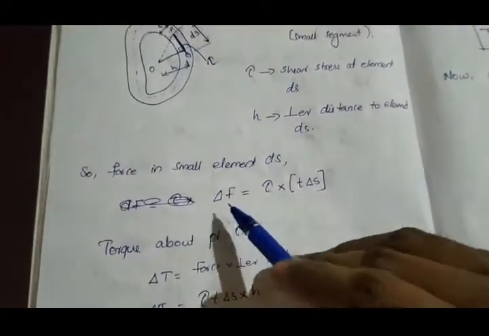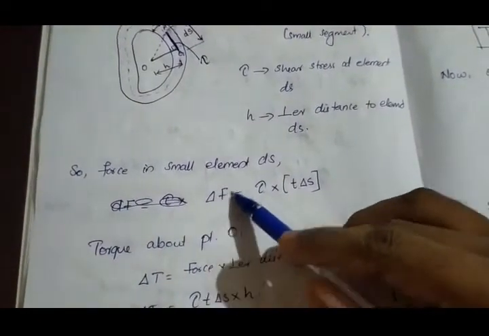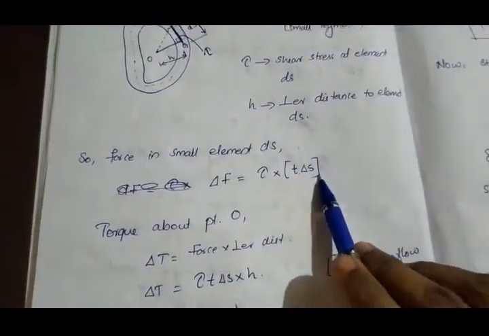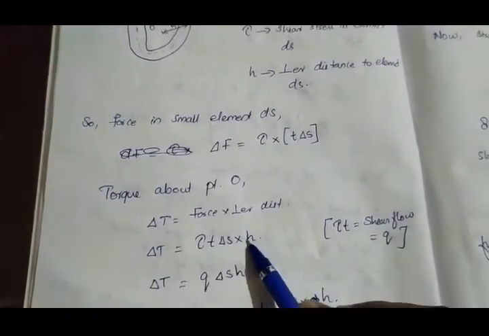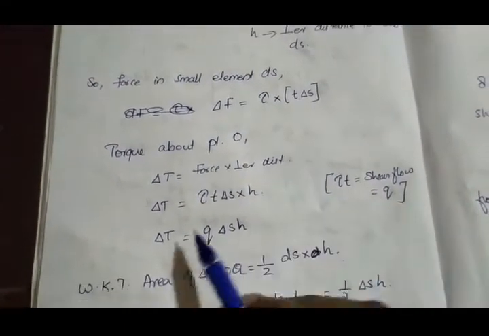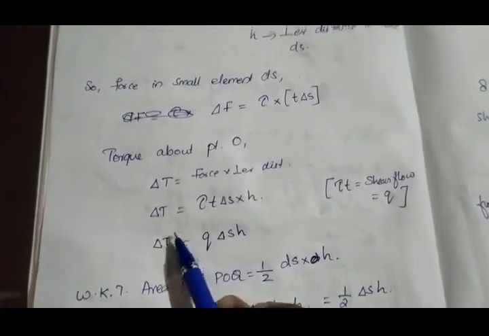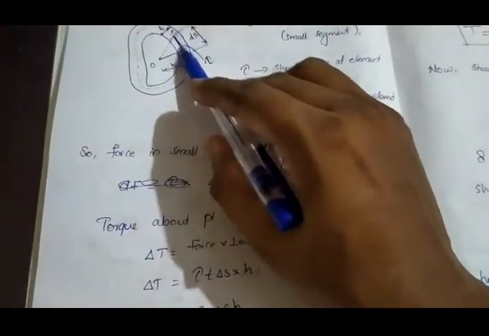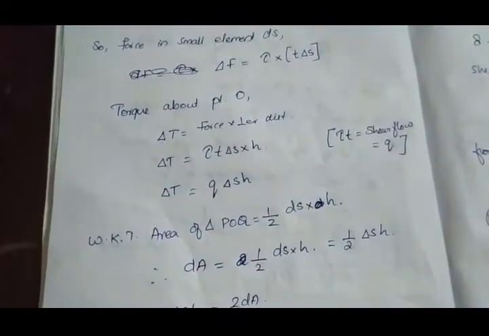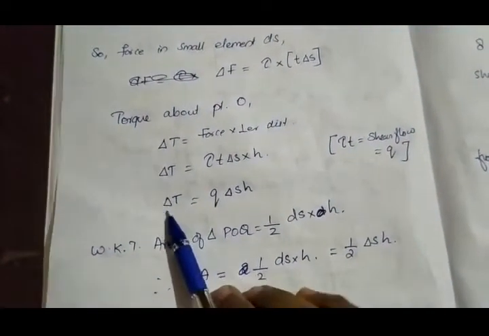Now torque is nothing but force into perpendicular distance. The perpendicular distance is h, so delta T is q delta s into h. This is delta T, and this torque is limited to this region. Now if you integrate it, you will get the whole torque.